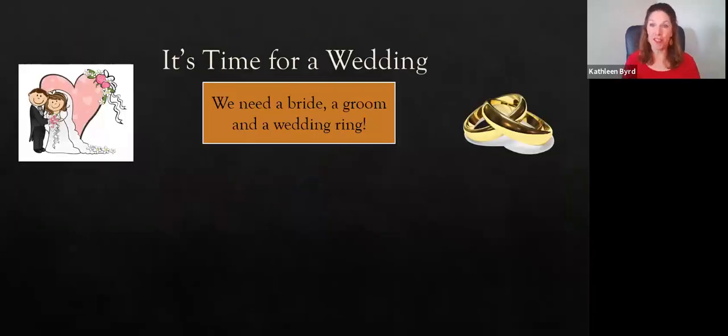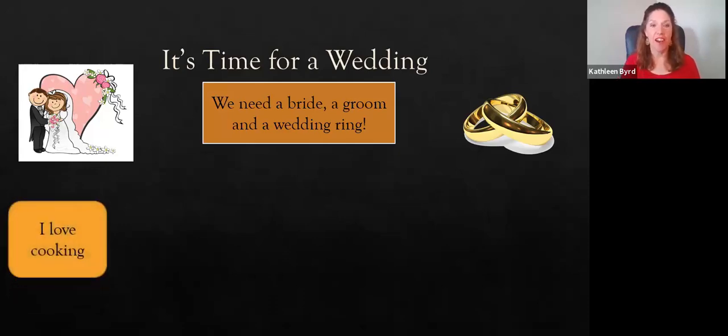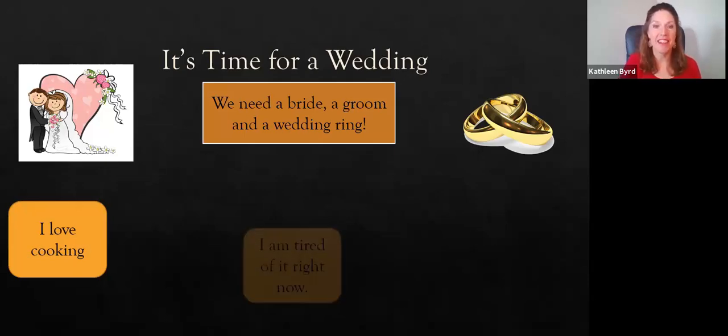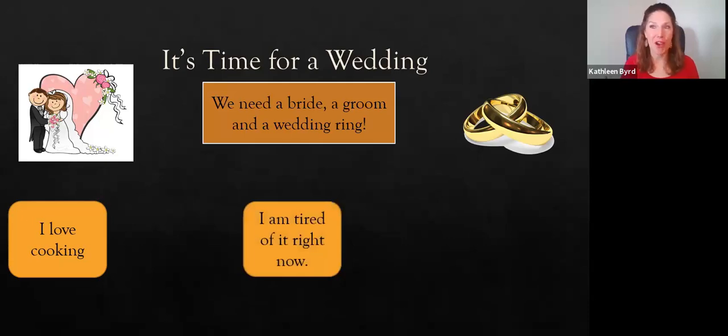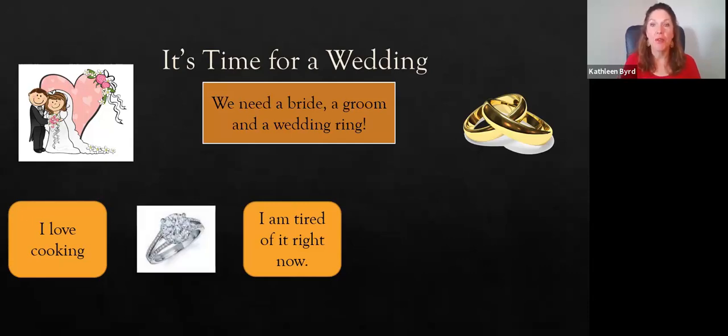So it's time for a wedding. We need a bride, a groom, and a wedding ring. I love cooking. Maybe the bride is thinking that when she gets married, or the groom. And then maybe a month later, I'm tired of it. So how do we connect these? Remember the wedding ring, comma, and a connector.